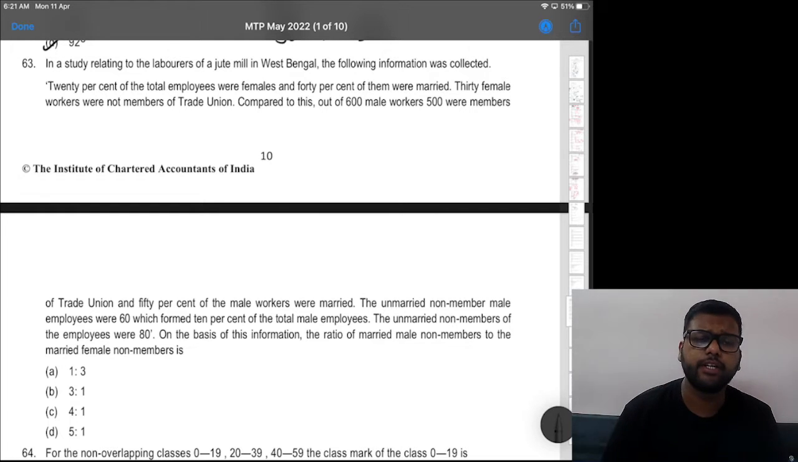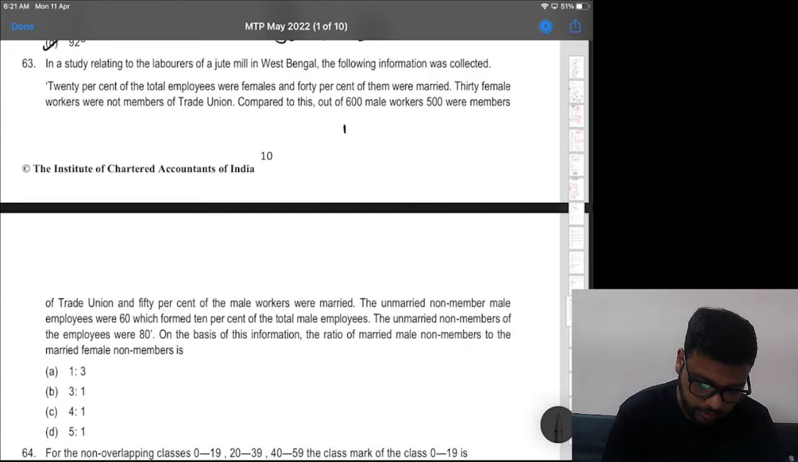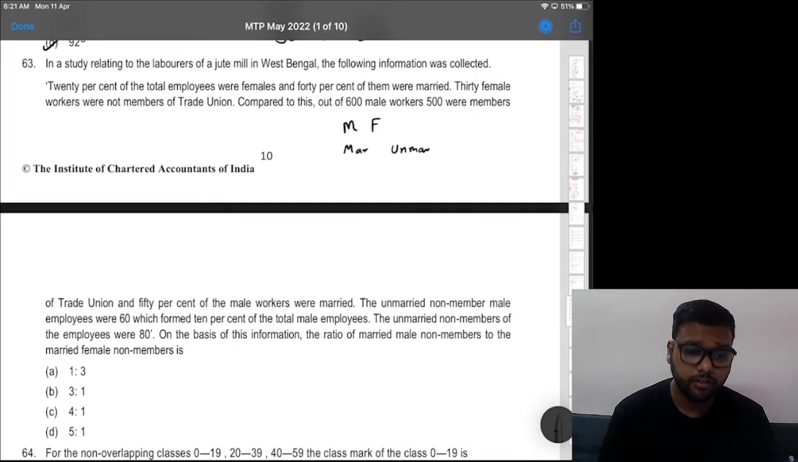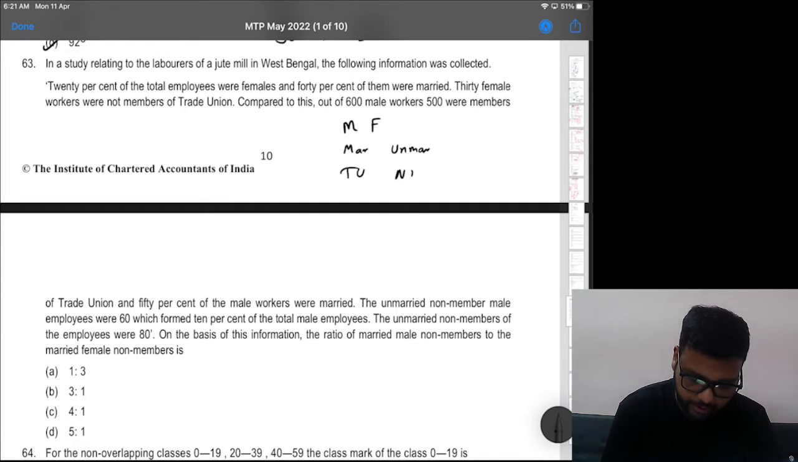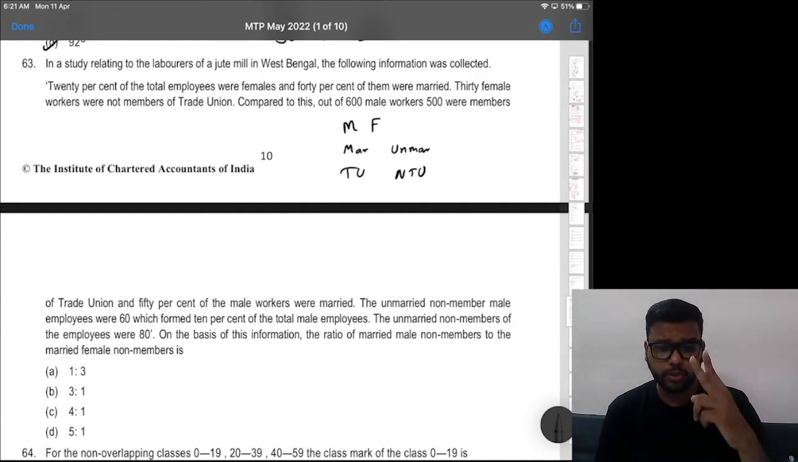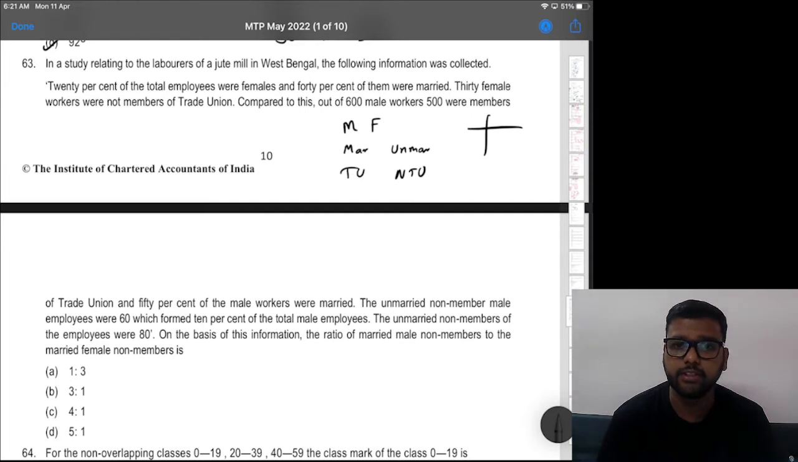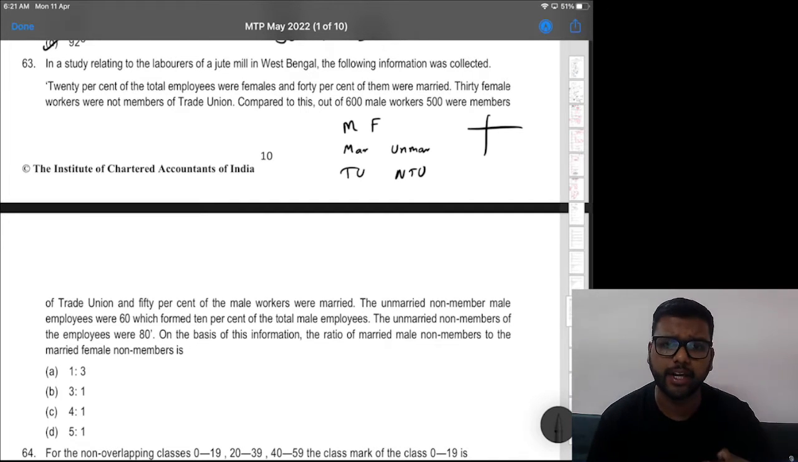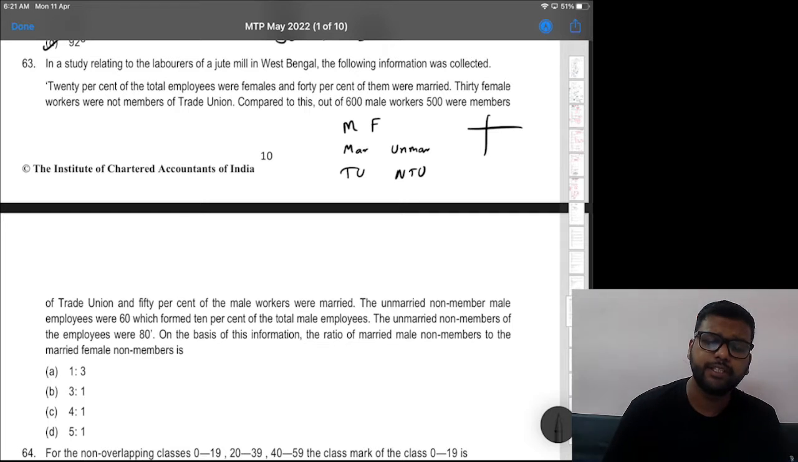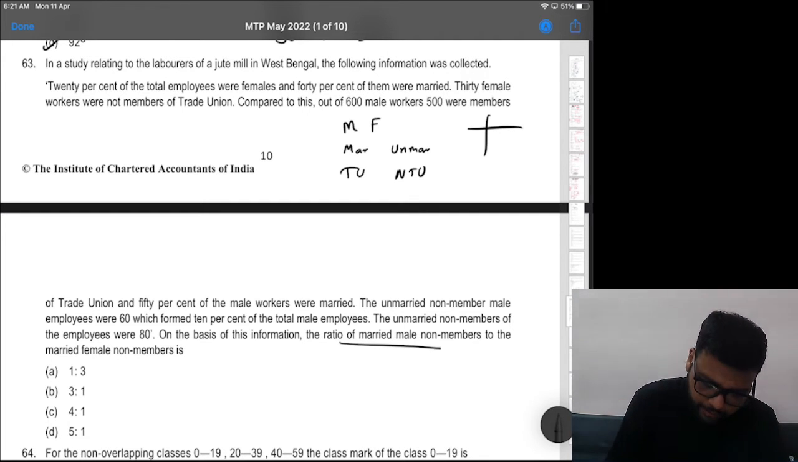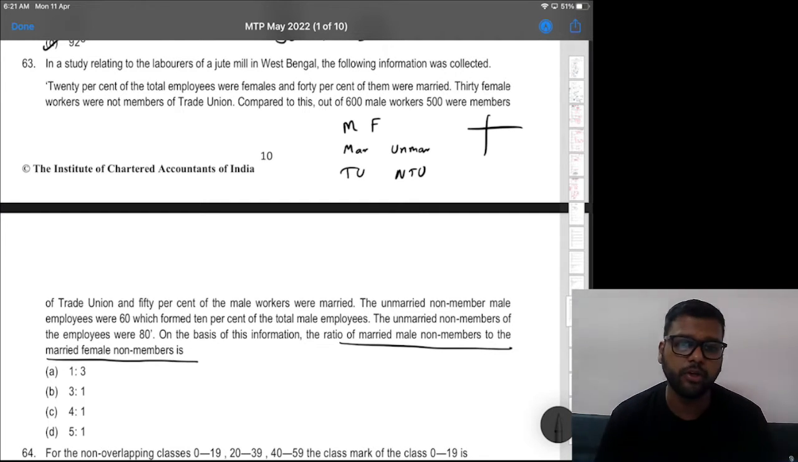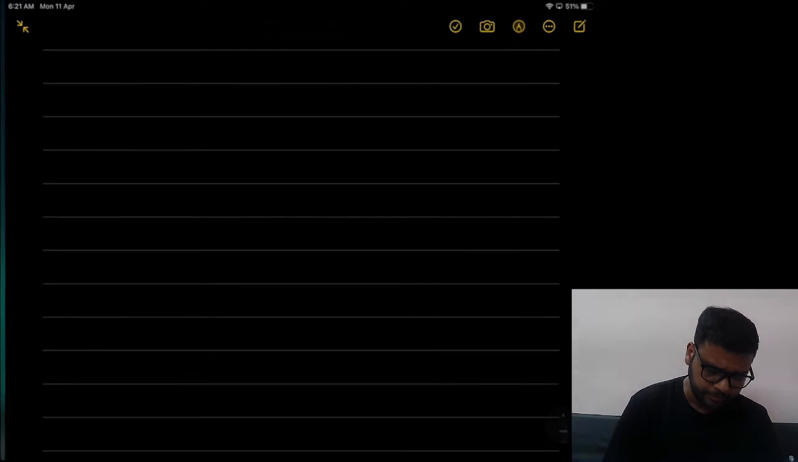What are the three parameters or three criteria of dividing the employees? Male, female, then married, unmarried, and trade union and non-trade union. Right? If it was only two, then we would have drawn a table like this. But if it is three, we have to draw some other diagram, maybe a tree diagram. Let's see what is asked. What is the ratio of married male non-members to the married female non-members? Okay, so let's try this.